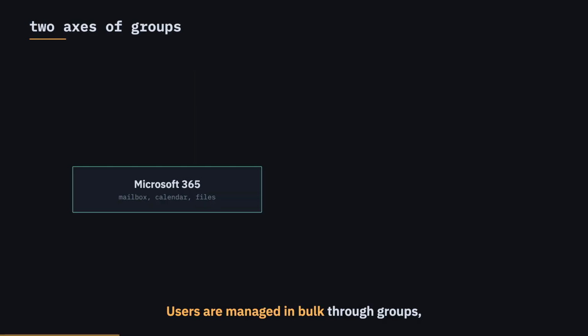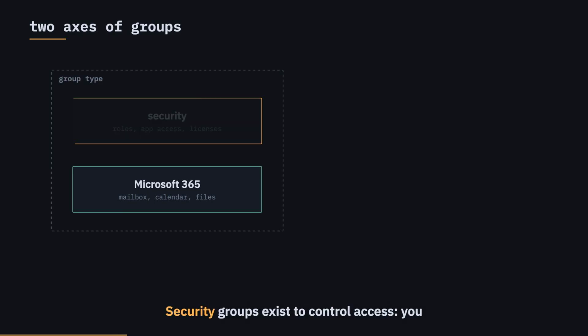Users are managed in bulk through groups, and Entra has two axes you can mix. The first axis is group type. Security groups exist to control access. You point role assignments, app access, and licenses at them. Microsoft 365 groups add a shared mailbox, calendar, and files for collaboration. For an administration exam, security groups do most of the work.